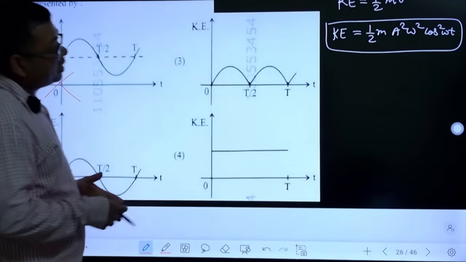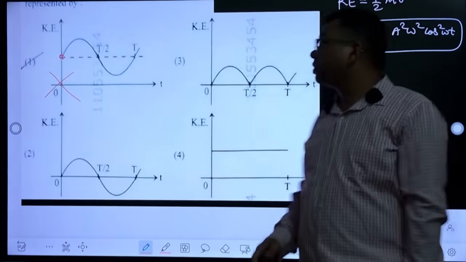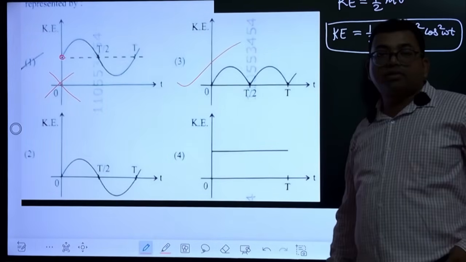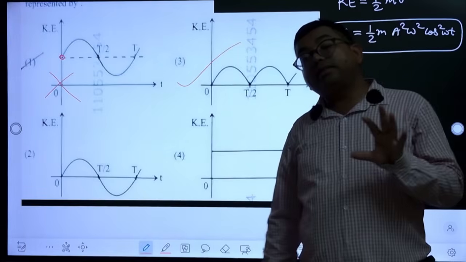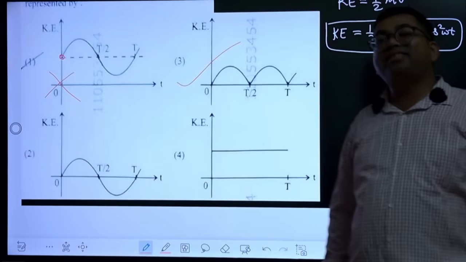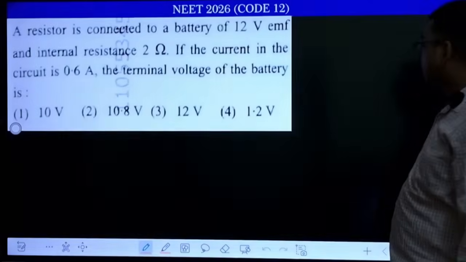And we know this, it can be either a sin square function or a cos square function. So out of this graph, this is the only option. This is like a sin square function. So that means they have taken that pendulum starting from the extreme position. Right, so you can go for that graph. Okay, let us move next.